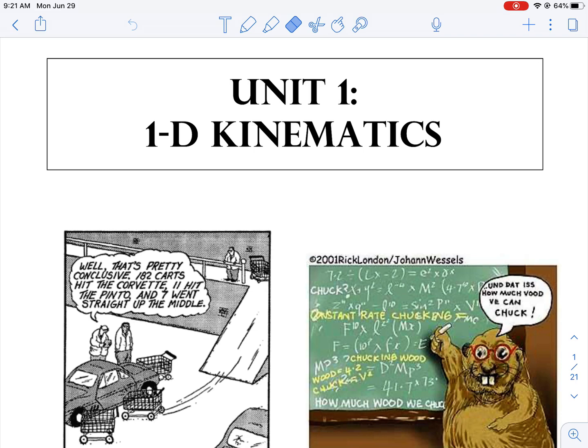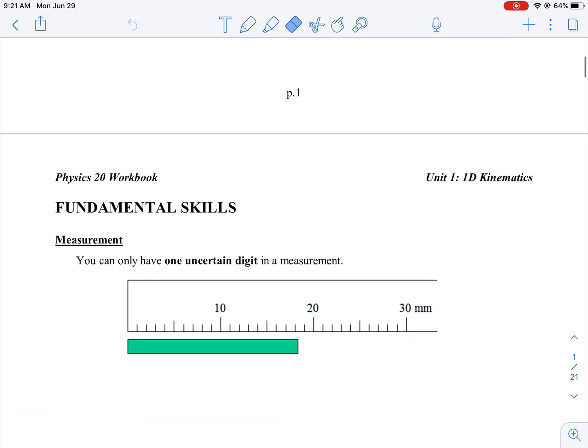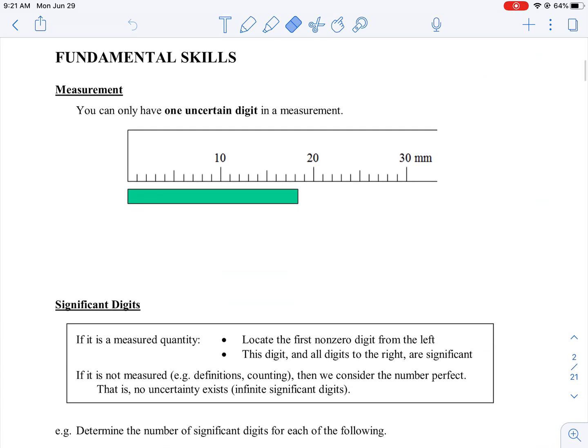So I'm going to get you guys to turn to your workbooks. Start at Unit 1 here. Feel free to look at the comics at any time. But we're going to jump right in and talk about fundamental skills. So the first few lessons will be just basic skills that we'll need all the way through the course.